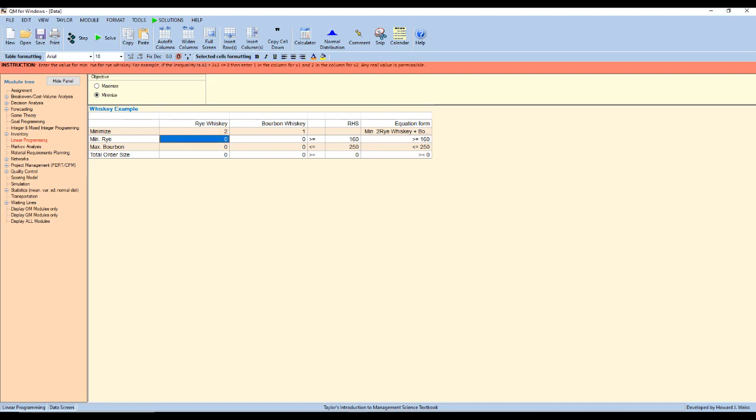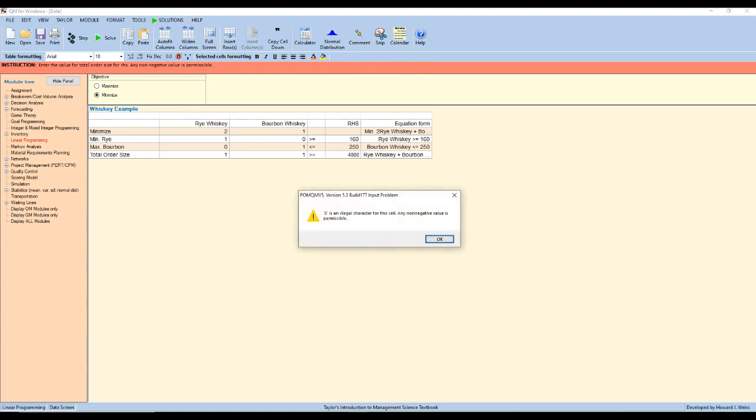So our minimum amount of rye is greater than or equal to 160. Our maximum amount of bourbon is less than or equal to 250. And the total of both must be greater than or equal to 400. Not 4,000, 400. So if we've entered all of the information correctly, we should get the correct answer. What we see here, though, is it's pretty clear what the answer will be.